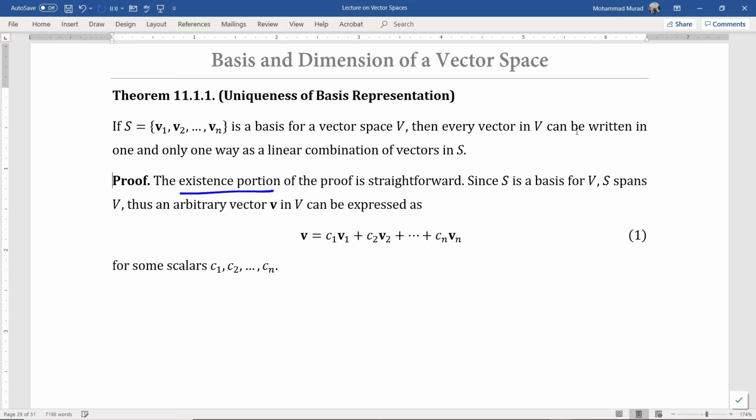The existence portion of the proof is straightforward. Since S is a basis for the vector space V, S must span the vector space V. Thus, an arbitrary vector v in the vector space V can be expressed as shown in equation 1, for some scalars c sub 1, c sub 2, all the way up to c sub n.